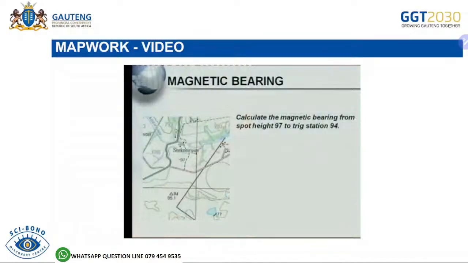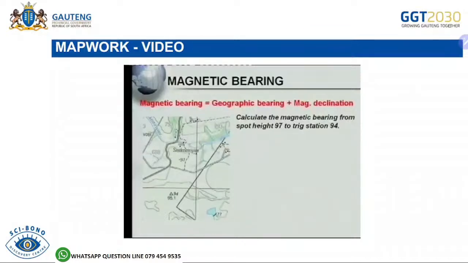Here we've got a question regarding magnetic bearing. Calculate the magnetic bearing from spot height 97 to trig station 94. Here's spot height 97, here is trig station 94. So we must calculate the magnetic bearing from here to here. Now, this question comes from last year's question paper, so you can see how important this calculation is as well. Okay, so the first thing that you must remember is, what is magnetic bearing?